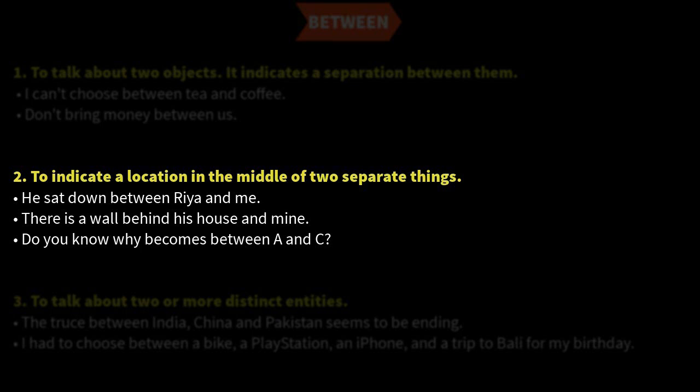There is a wall between his house and mine. There is a wall between his house and my house. In between our houses, there is a wall. So that is the second way to use it.